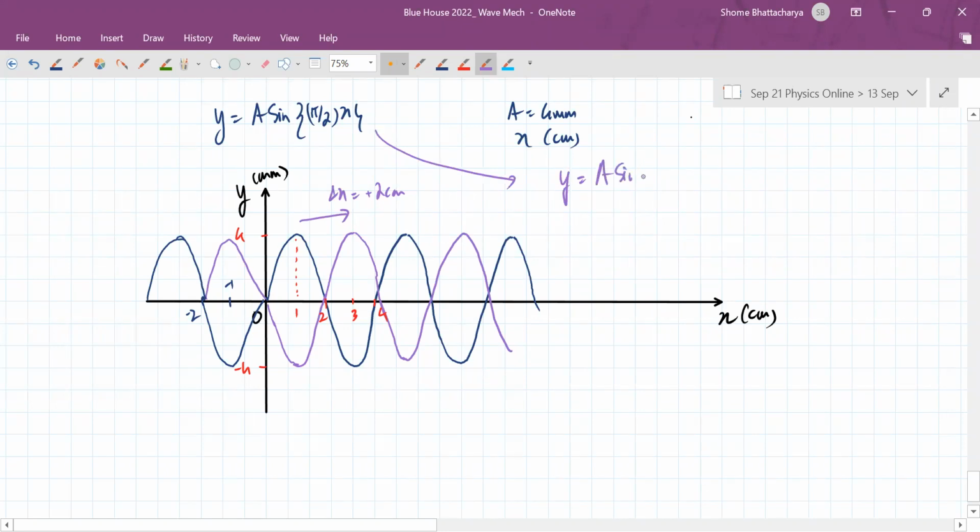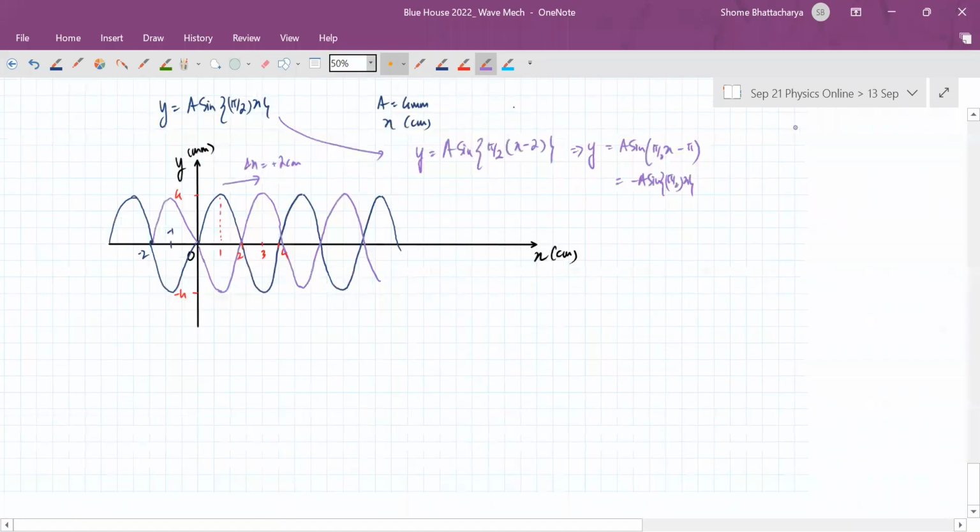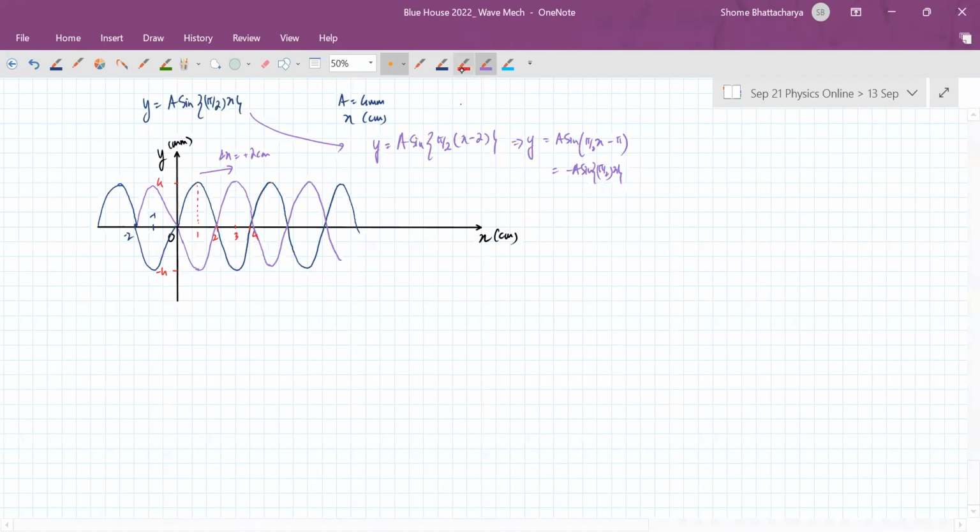It should be a sine pi by 2 into x minus 2, right? To become like this. So you can see that y is equal to a sine pi by 2x minus pi, which is the same thing as minus a sine pi by 2x. So you can see this totally makes sense when we're doing something like this. So now, getting back to the general concept.